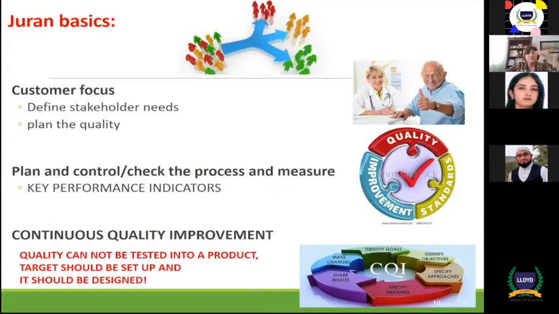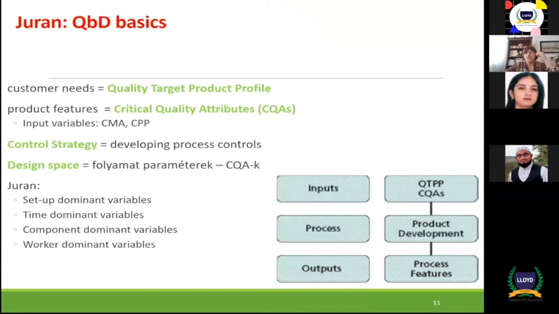The third point of Juran's trilogy, it is called the Juran trilogy, is that quality cannot be tested into a product. The target should be set up, and then it should be designed. And this is the way of thinking of Juran, which was implemented and adapted to the pharma industry. So it's a totally industry-independent logic. QbD is not a pharma finding, and not a pharma idea. It comes from the general quality world.